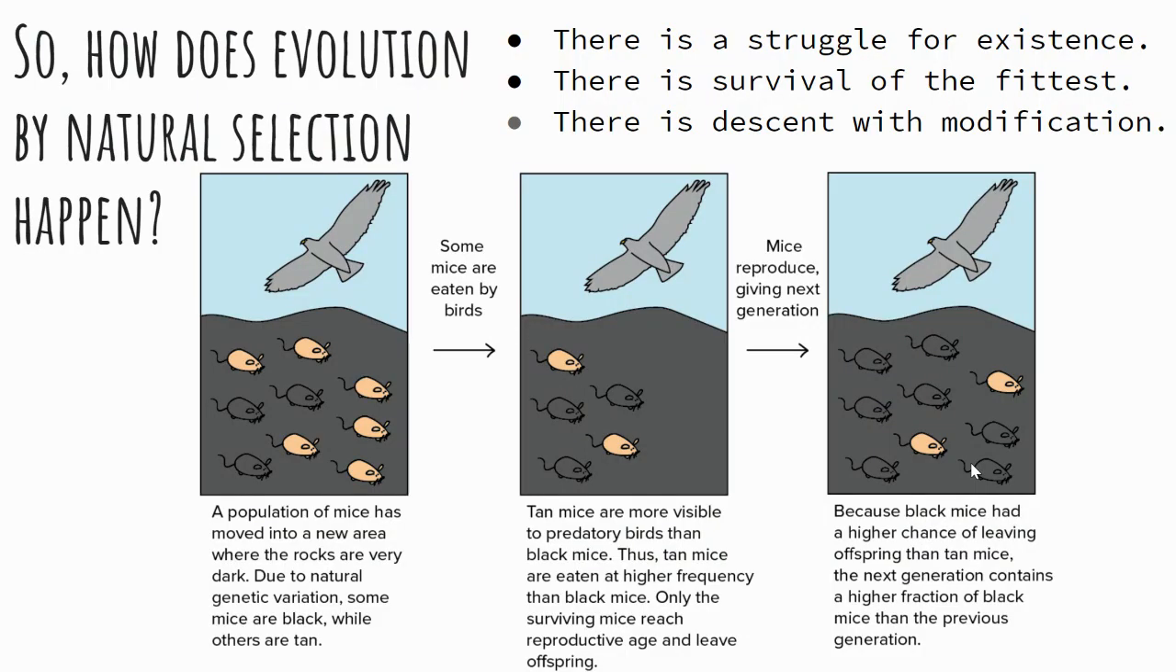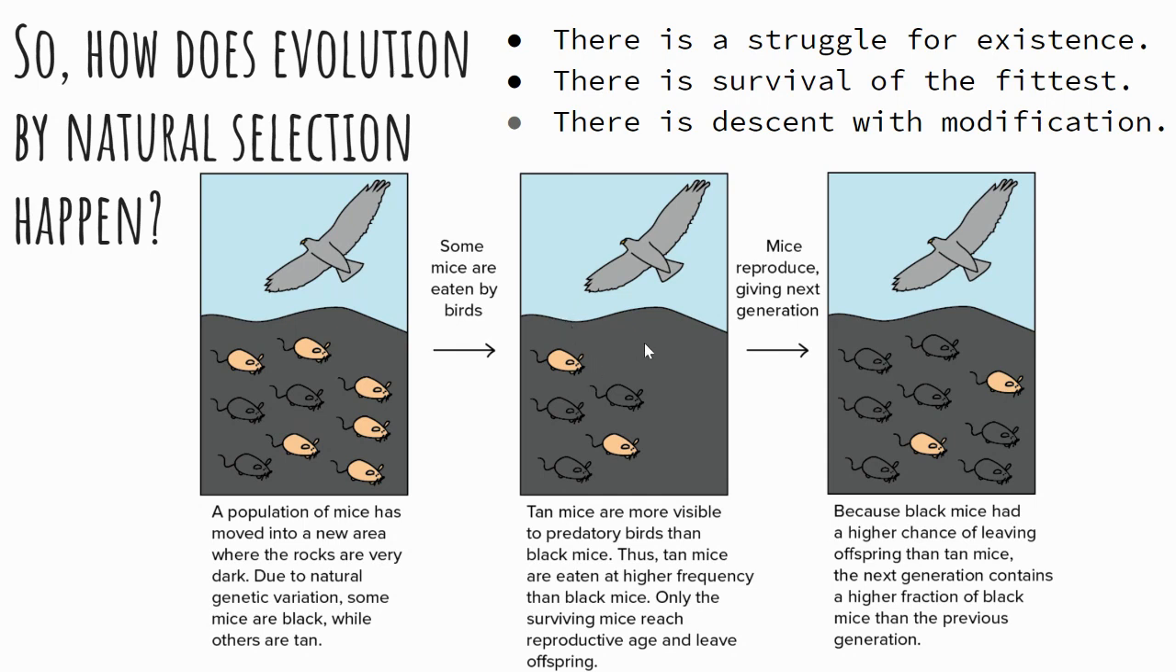But how does this happen in a mouse population, for example? In this original population, there is a struggle to exist. That hawk is going to try to eat mice, right? So not all of the mice are going to survive. And there are some that are more fit or more ready to survive than others.